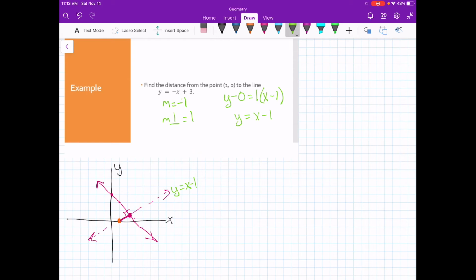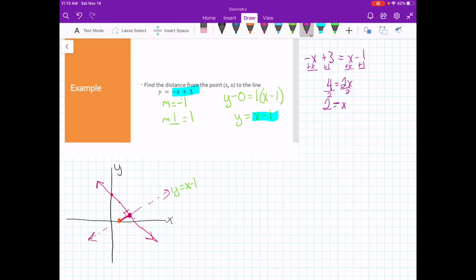I want to figure out where those two are going to meet. So I'm going to do a little bit of solving a system of equations by substitution that we learned, because I'm trying to find where these two lines are equal. So I'm going to take this and set it equal to this. So negative x plus 3 is equal to x minus 1. I'm going to add x to both sides and add 1 to both sides. So we get 4 equals 2x, divided by 2, x equals 2. So those two lines meet at x equals 2.